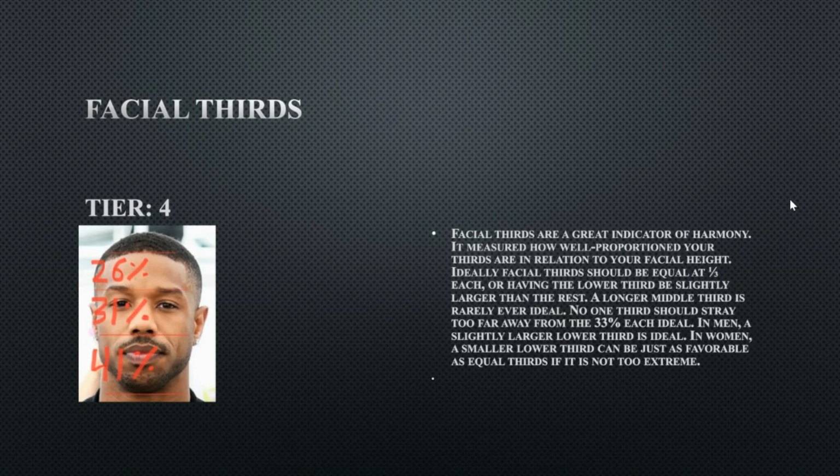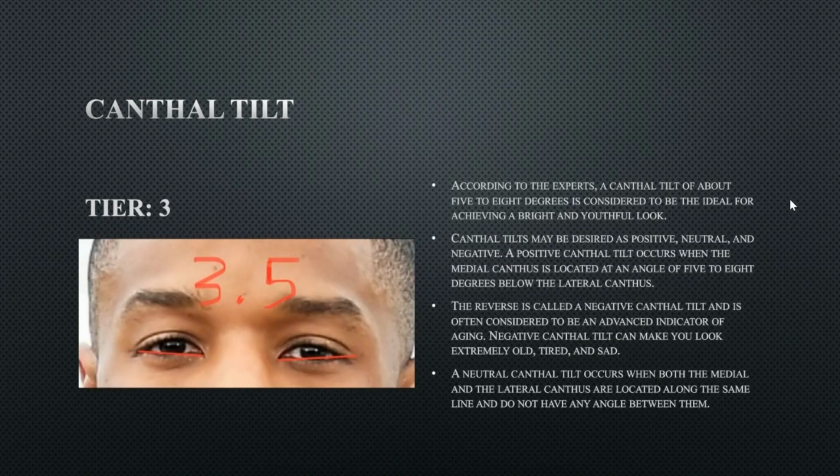His facial thirds is supposed to be evenly distributed at 33%. It should not deviate more than 3% away from 33%, and 41 does deviate 8% away from 33%, and 26 does deviate around, I think, like 6% or 7% from 33%. And for that reason, he gets a tier 4, so that is a slight flaw. So he does not have equal facial thirds.